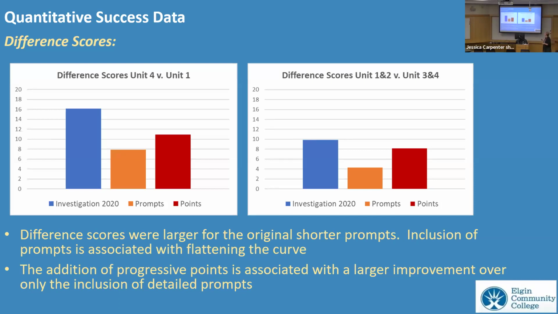I don't know. And then I lumped 1 and 2 versus 3 and 4 just to see if it did anything different. And you can see not so much. Okay. So the difference scores were larger for our original shorter prompts. Inclusion of the prompts is flattening the curve. I already talked about that. And the addition of the progressive points is an improvement over the prompts. Right, but not here, but like I said, these are old people. Some people from years ago, let's just ignore them.